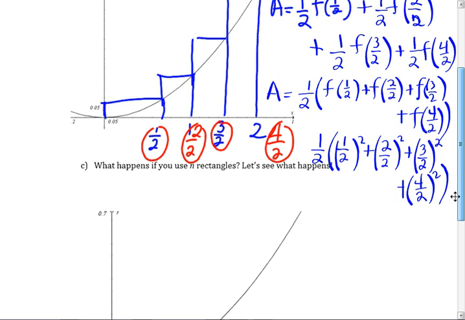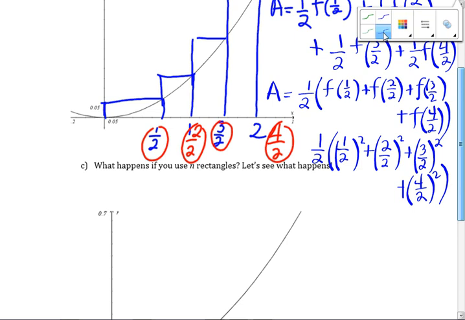I write fast. If you're caught up, then go ahead and multiply those out. Why did I make them all halves? Because then I have common denominators. That's the only reason I did that.